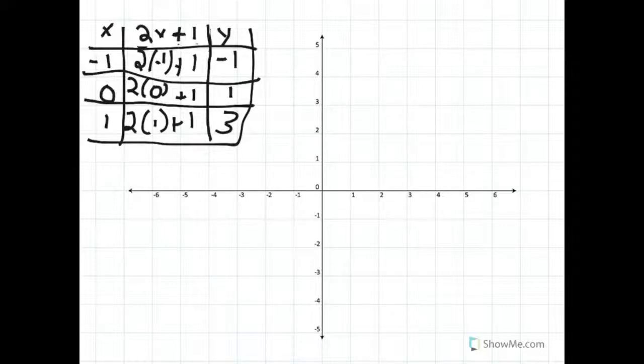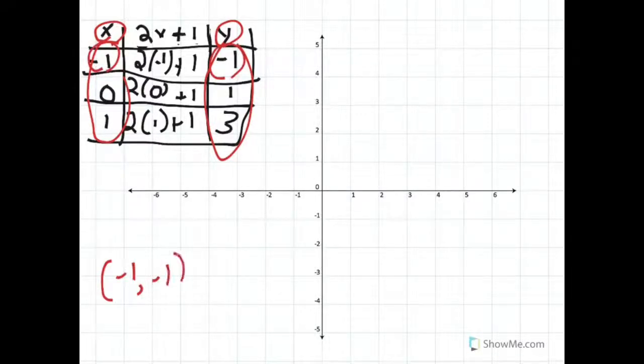Okay, now that we've filled out our table, we've used our function to fill out the table, we can actually graph this. Because as you'll notice, we do have an x and a y. So our x and y numbers become our x and y axis. They become our coordinates. Okay, so we have negative 1, negative 1. We have 0, positive 1, and we have 1 and 3.